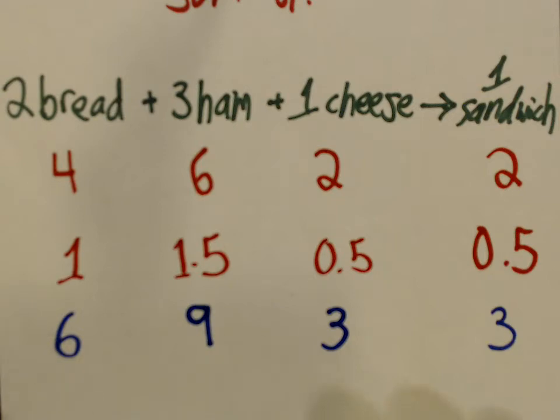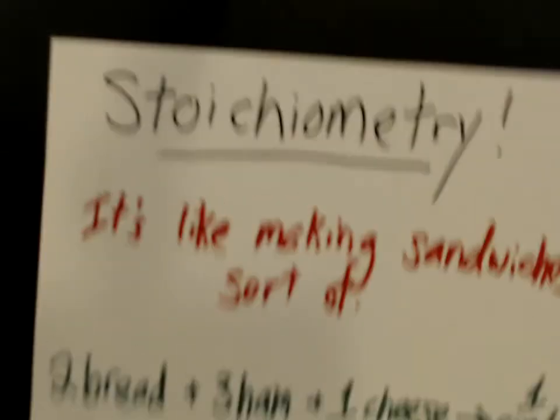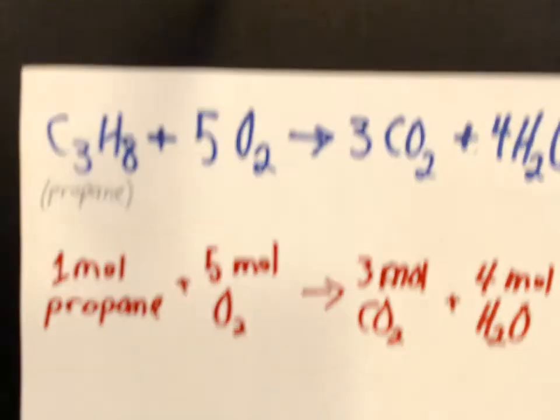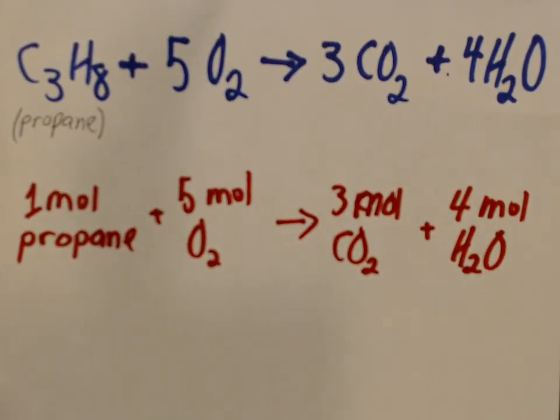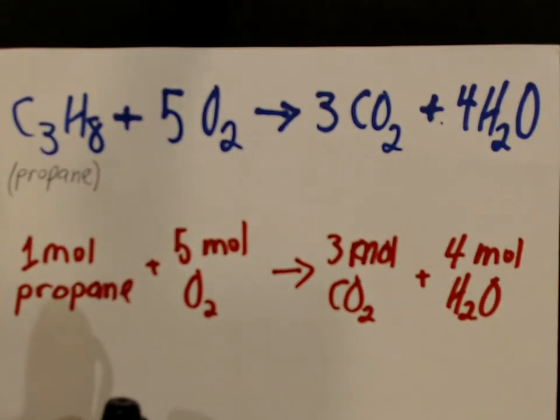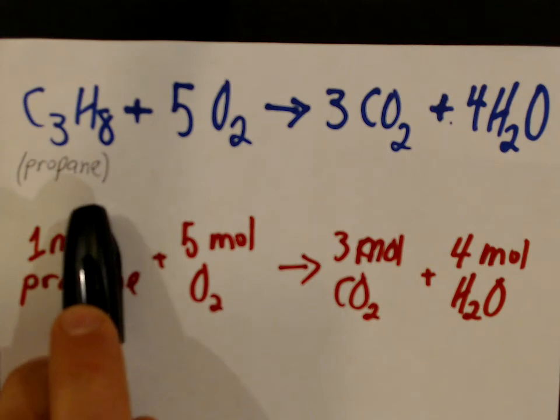Stoichiometry utilizes basically the same sort of mathematical logic, except, where is that other piece? Here it is. It does the same thing with a balanced chemical equation. Yes, I wrote the recipe for the sandwich to look a lot like a balanced chemical equation. And so how does that turn into this? Well, let's start by looking at this balanced chemical equation.